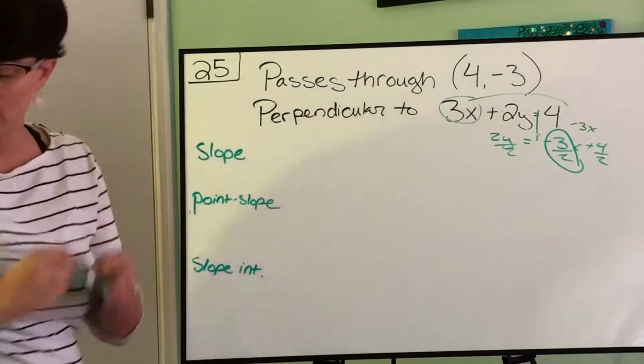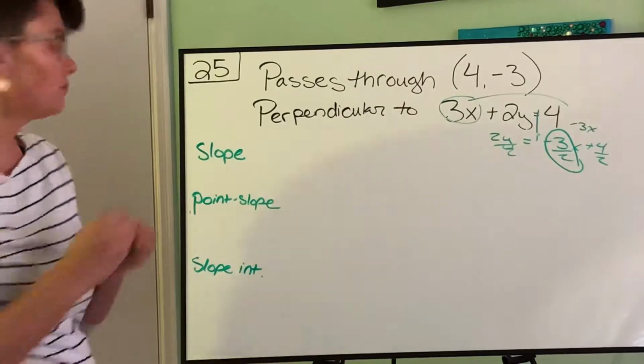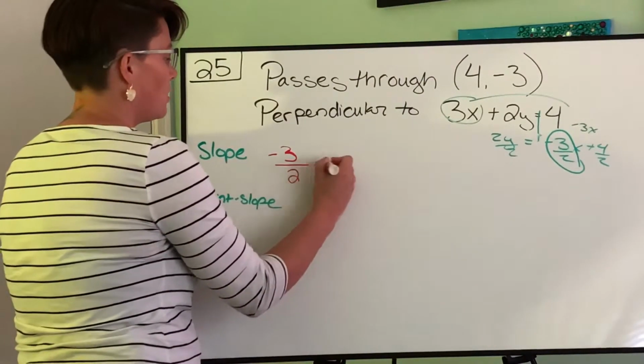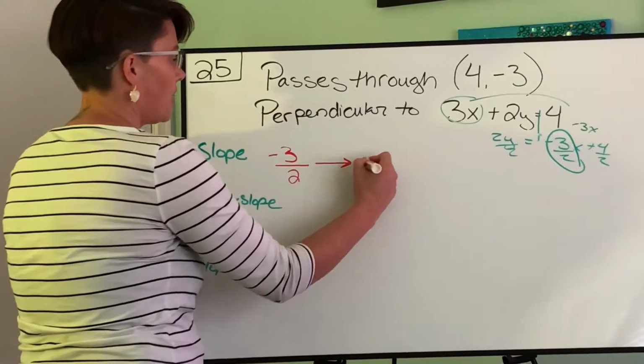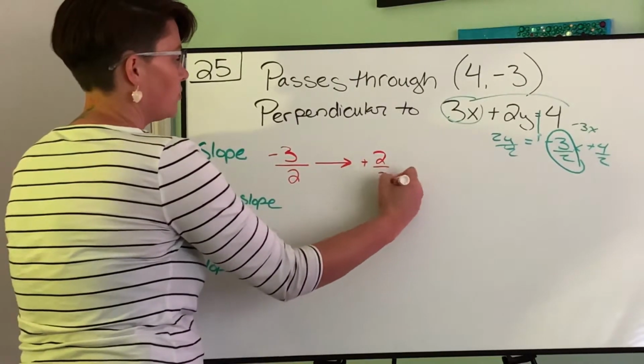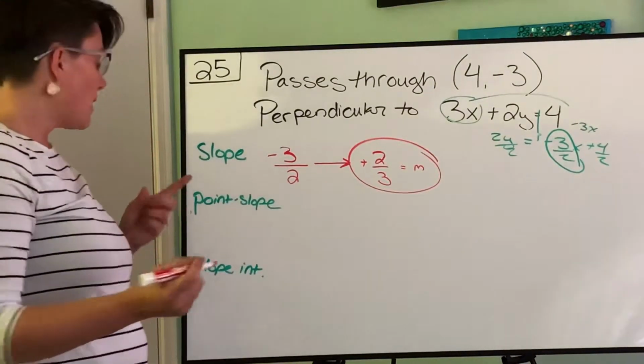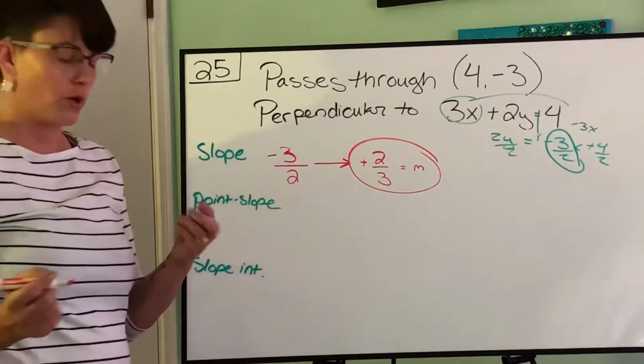Now we want to be perpendicular to that. So if the original slope's -3/2, the perpendicular slope is going to be positive 2/3. So that's what we're going to use for our slope. Then we're going to put it in point slope form.